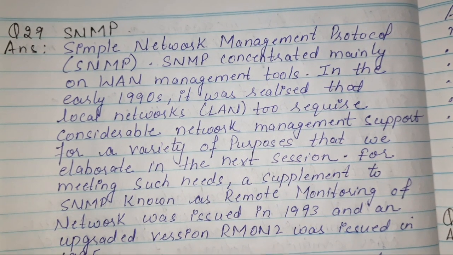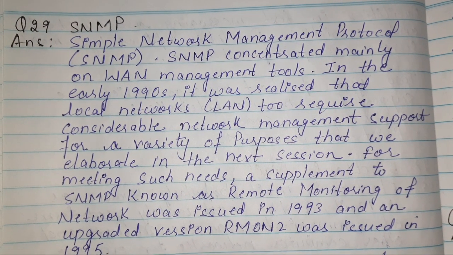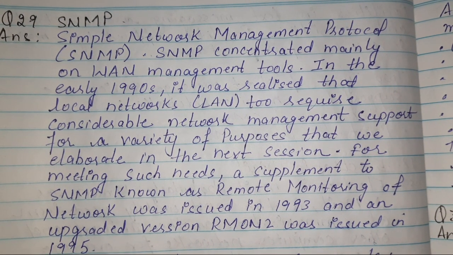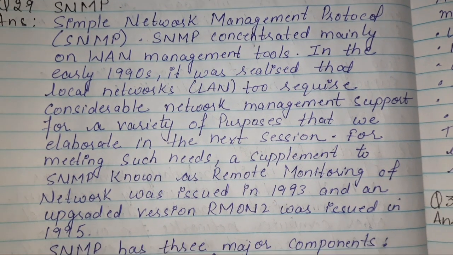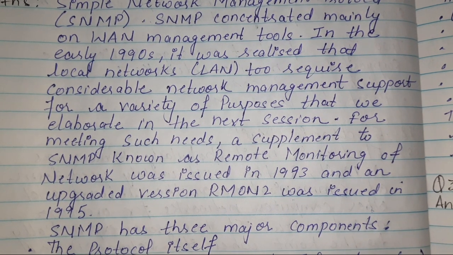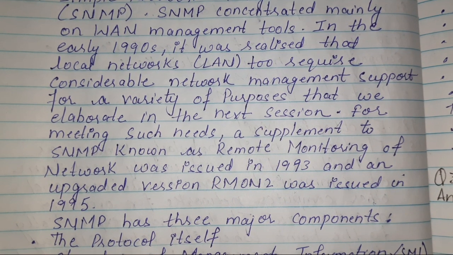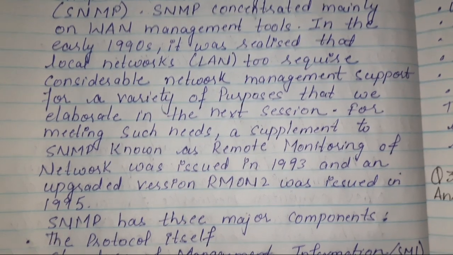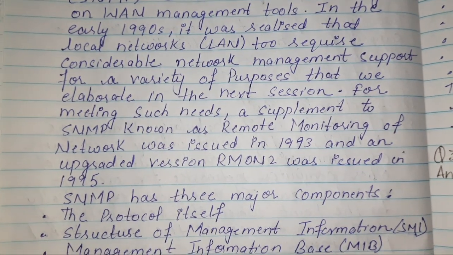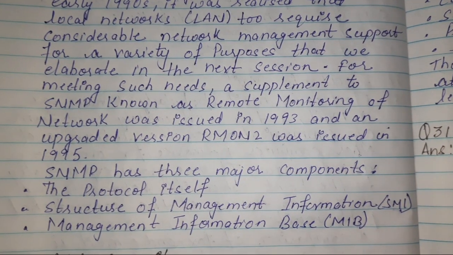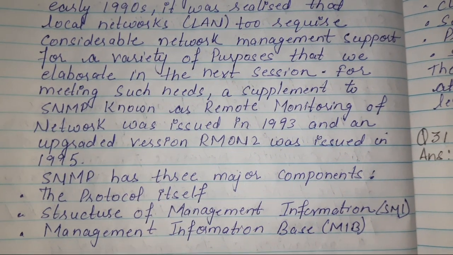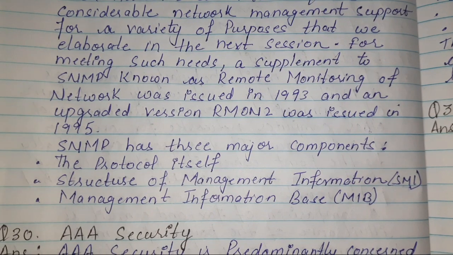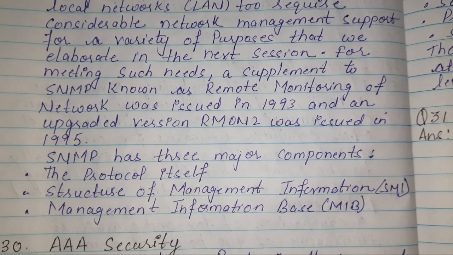Question number 29 is SNMP, Simple Network Management Protocol. SNMP concentrated mainly on WAN management tools. In the early 1990s, it was released for local networks, which required considerable network management support for a variety of purposes that we elaborate in the next session. For meeting such needs, a supplement to SNMP known as Remote Monitoring of Network, RMON, was issued in 1993, and an upgraded version, RMON2, was issued in 1995. SNMP has three major components: the protocol itself, structure of management information, and management information base.